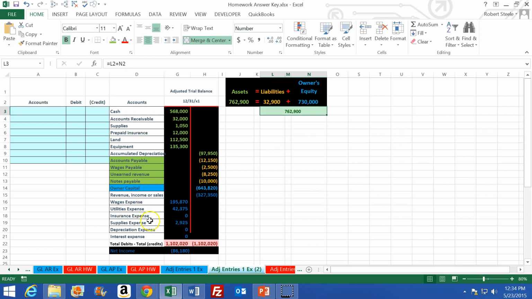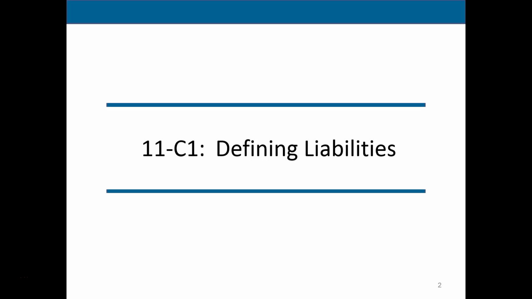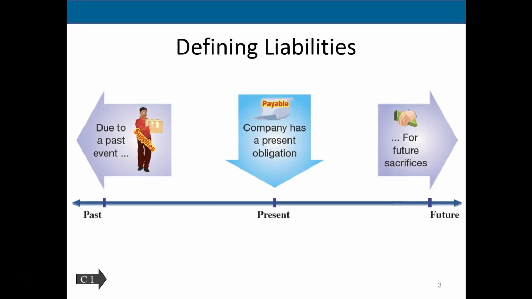We're going to focus in on this area. We will first define liabilities like so. We're going to say that due to a past event, a company has a present obligation for future sacrifices.